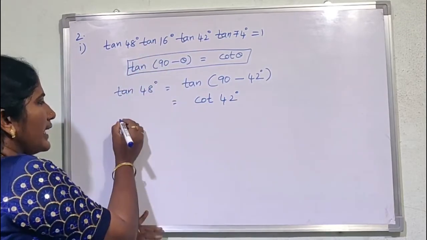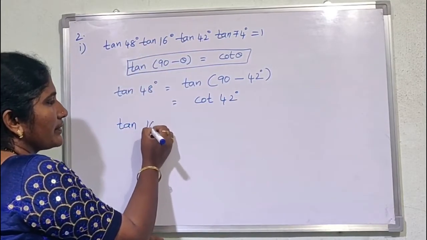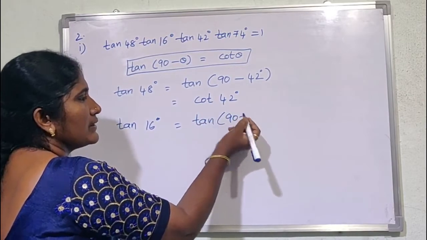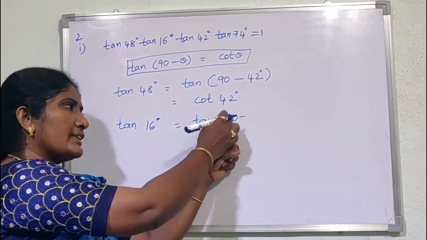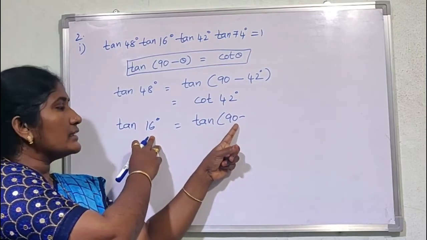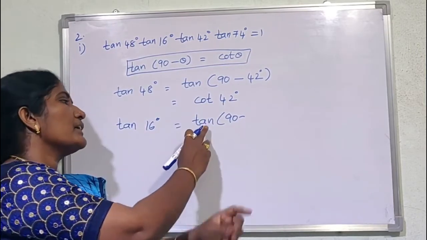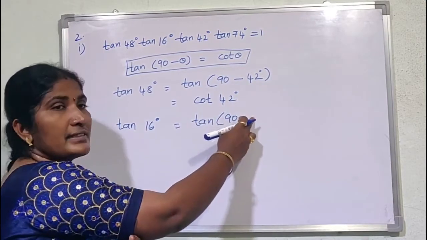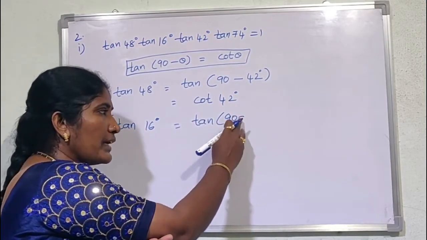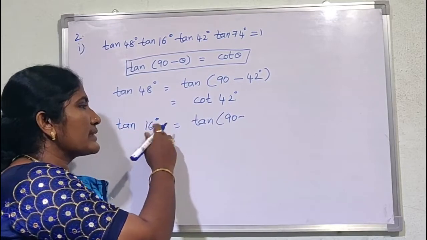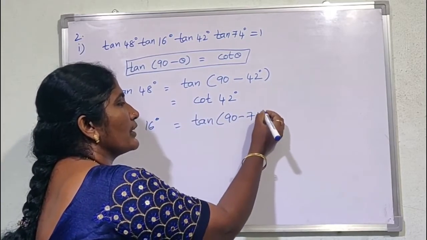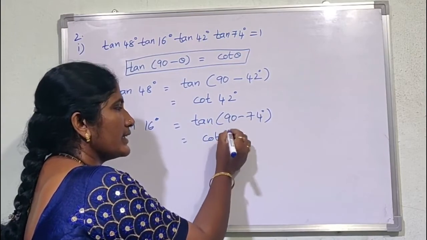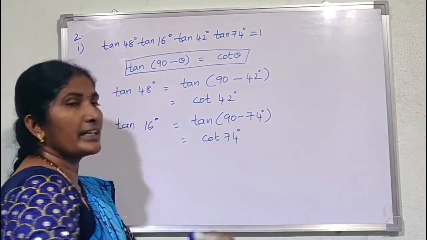Next change tan 16 degrees is equal to tan 90 minus, what we should subtract from 90 to get 16. Here the students will make mistakes. Immediately we will write tan 90 minus 16. Should not write tan 90 minus 16. What we should subtract from 90 to get 16? It is 74, which is equal to tan 90 minus theta, cot theta. Theta value is 74 degrees.